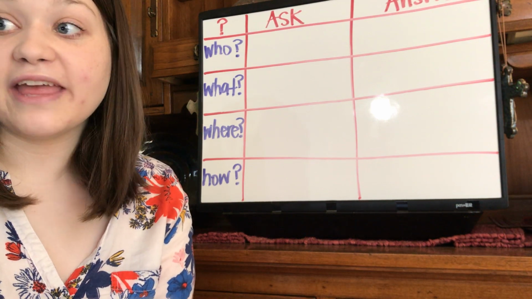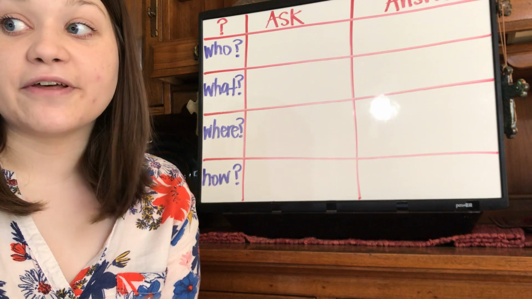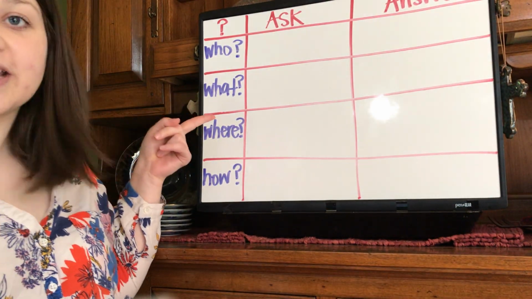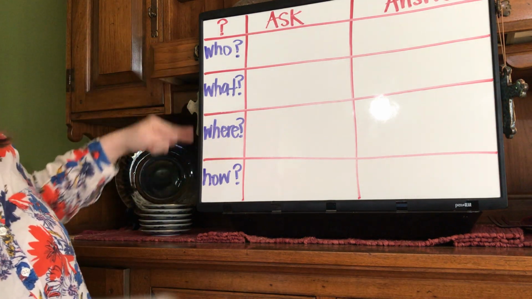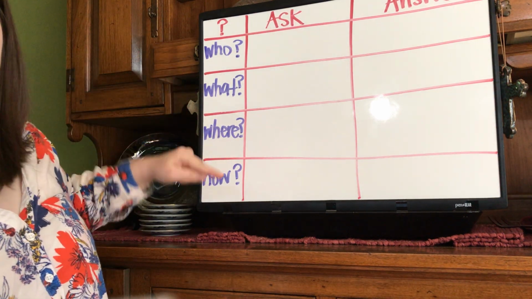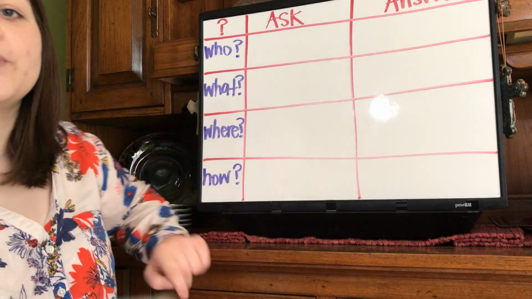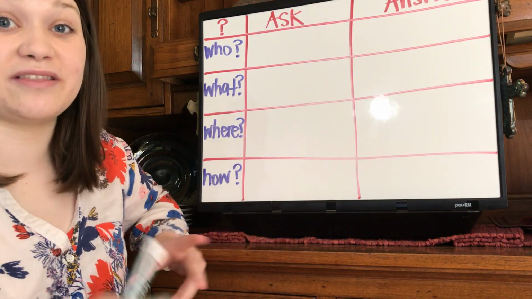So now I'm going to be on page 13, and page 13 says, write questions about the article, then find the answers in the text. Fill in the answers in the chart. So I have drawn a chart on my board that looks just like your paper, and we have 4 question words that we're going to use to ask our questions today. So the first question word is who. We want to ask a who question about this story.